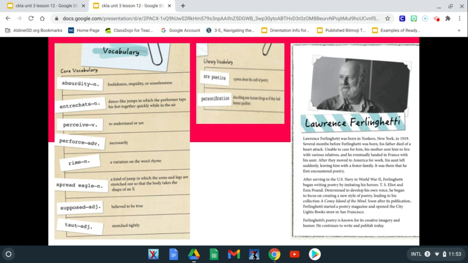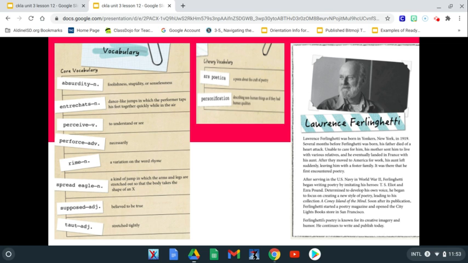Your next core vocabulary word is taut. It is an adjective. It means stretched tightly. Maybe the jump rope or the rubber band was taut. It was stretched tightly. Our literary vocabulary words are ars poetica.